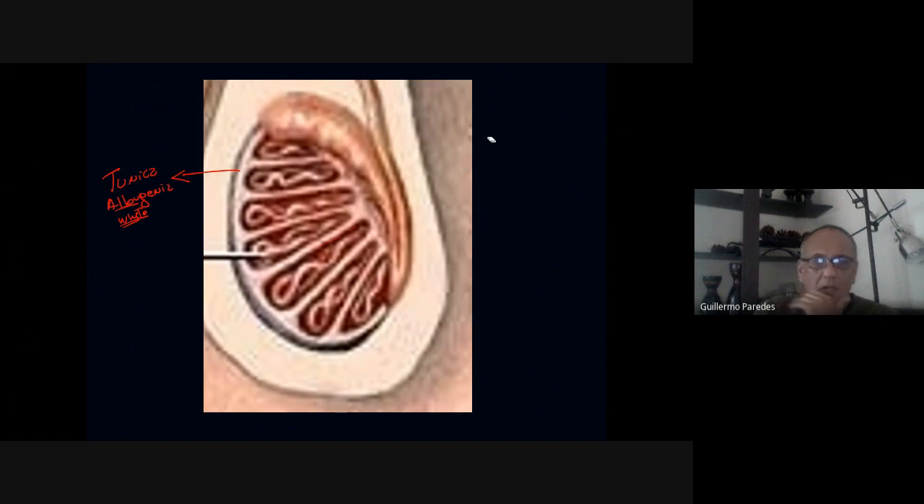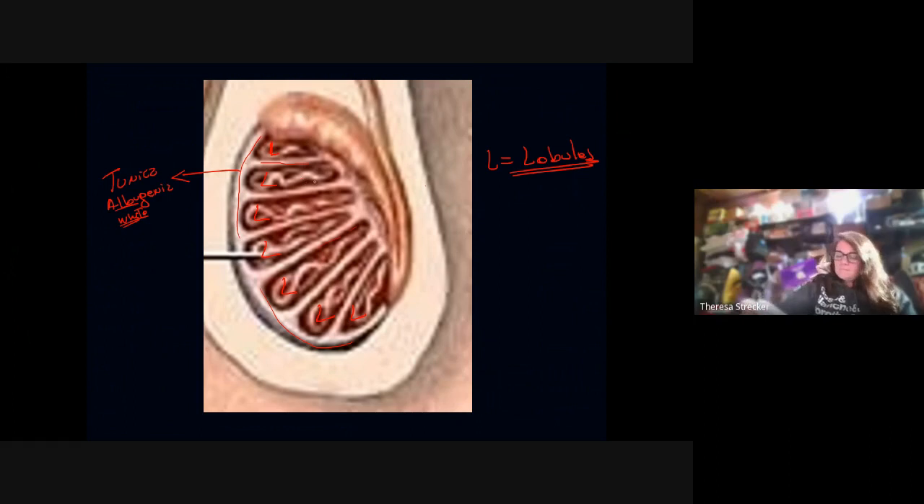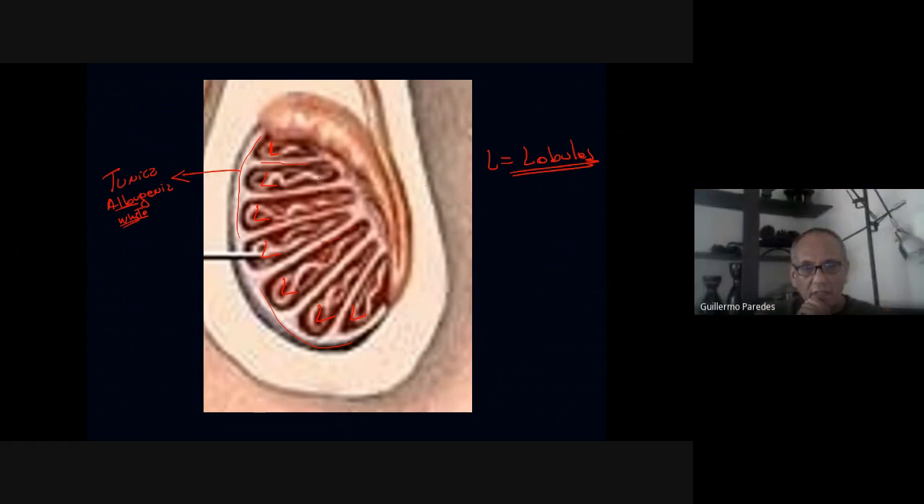Now, this tunica albuginea is going to create these compartments. These compartments are called the lobules. The lobules are formed by the tunica albuginea. You follow me? Now, can you see inside something like a spaghetti?